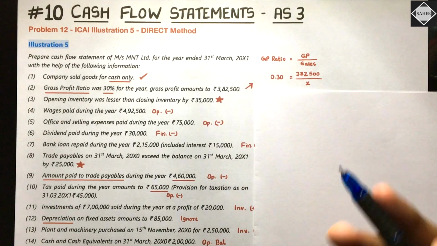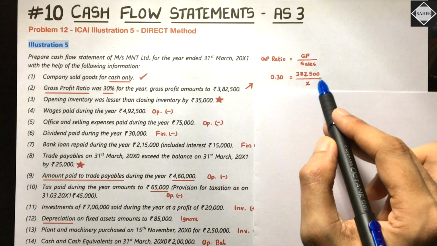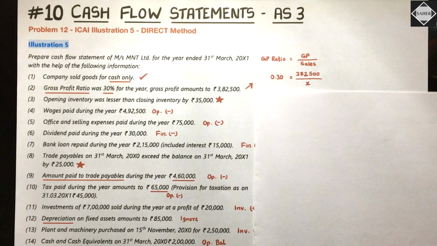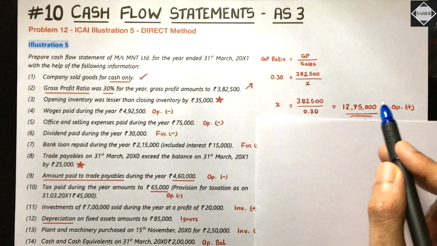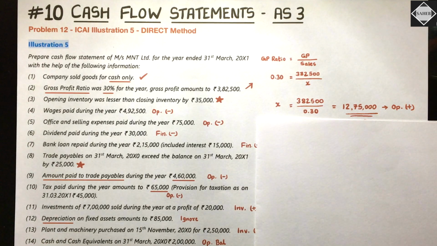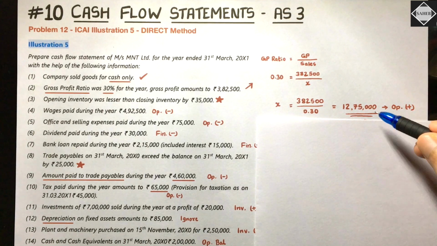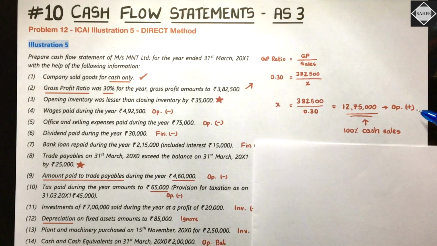Fine. So how will you calculate? Simple, 3,82,500 divide by 0.30. That's what you will do and you will get the sales. Sales are how much? 12,75,000. Is it clear? What you have to do of this is completely cash sales. You will just add it in the operating activity. Simple and straightforward.